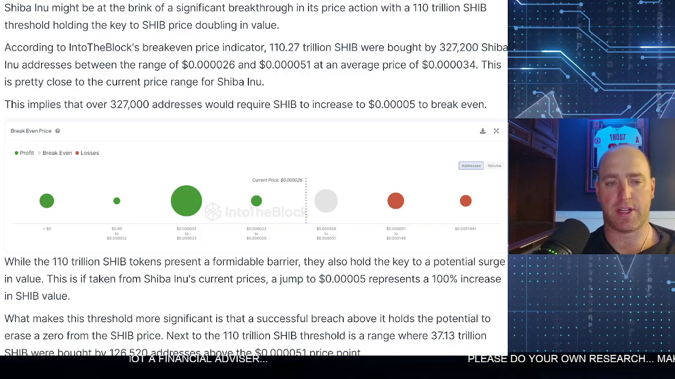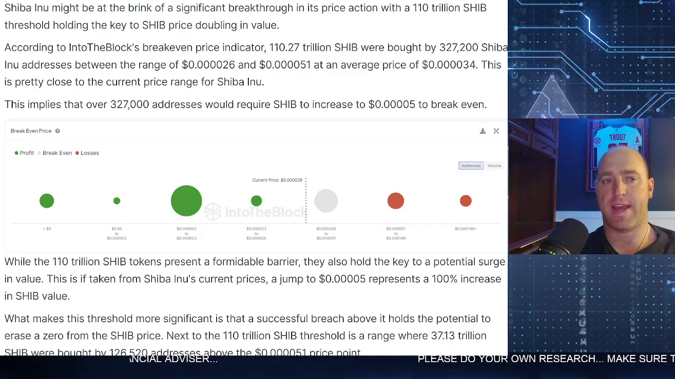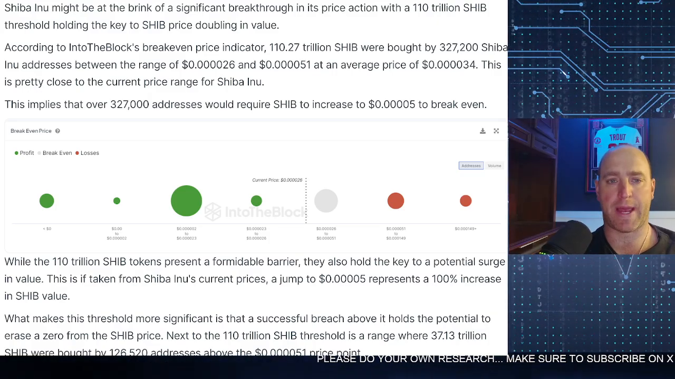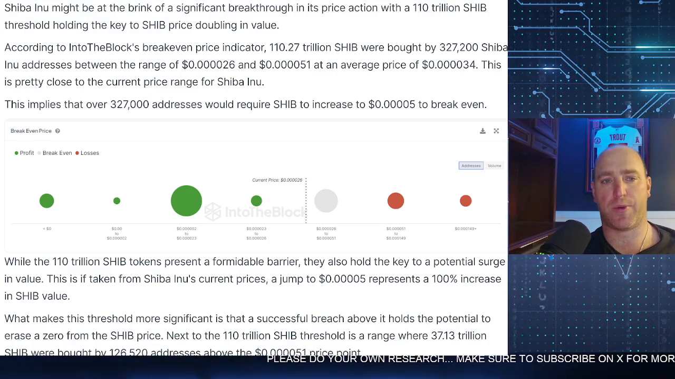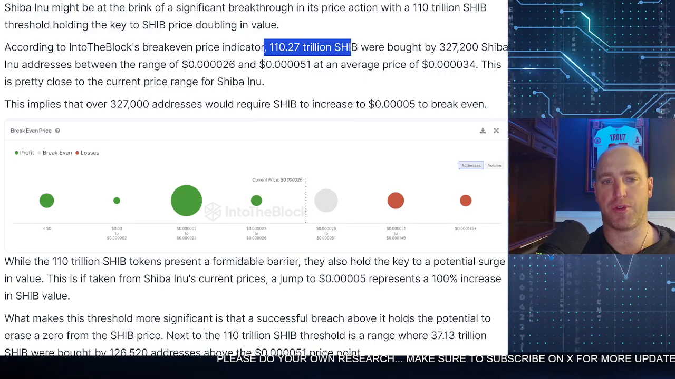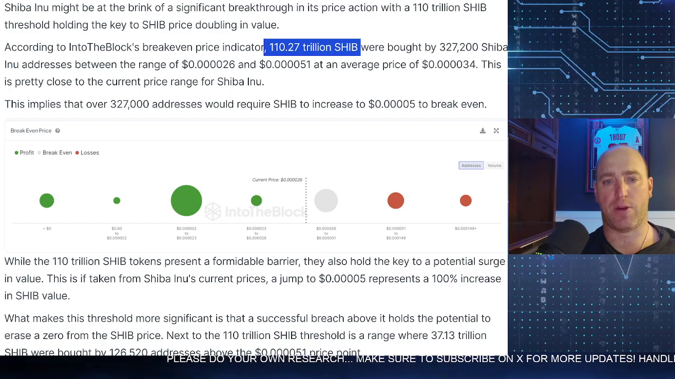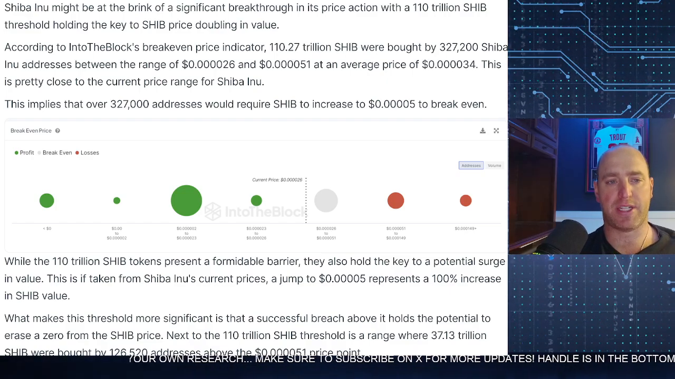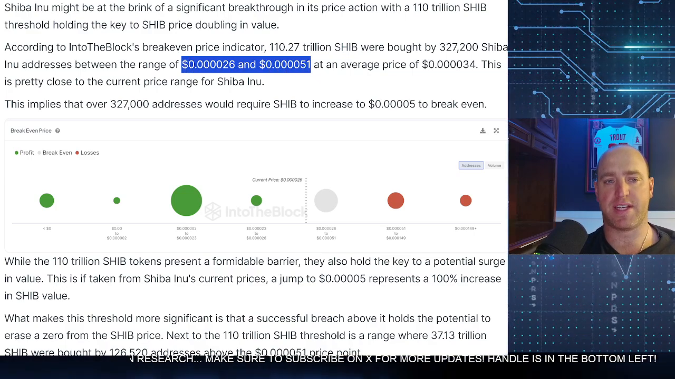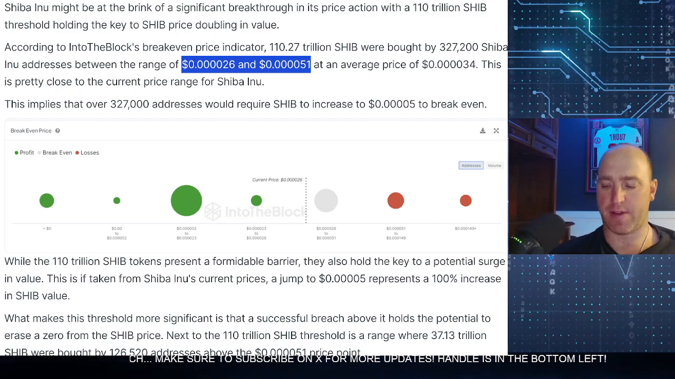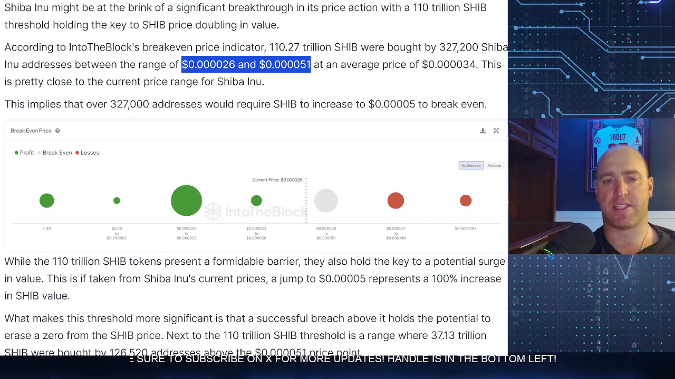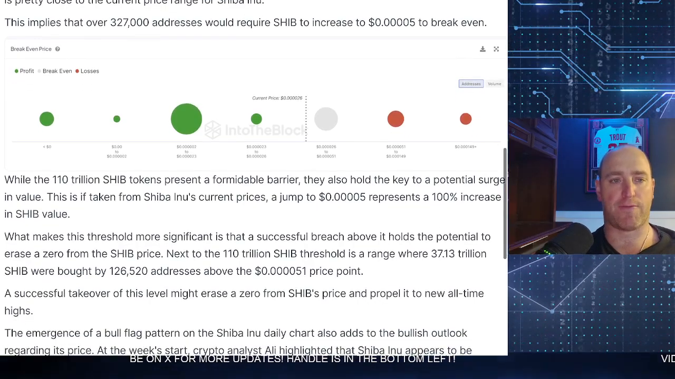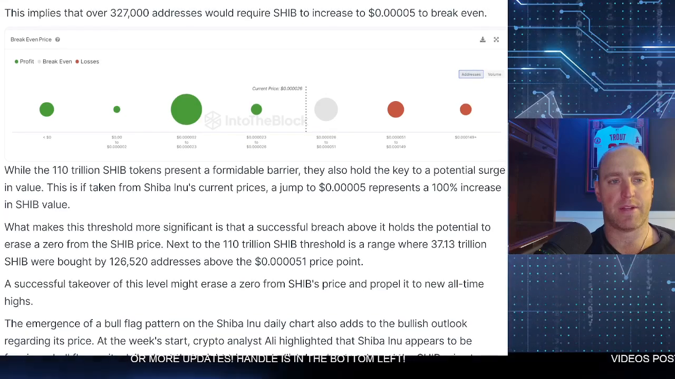Now, this is some very good stuff coming out from IntoTheBlock, a data metrics platform that I use for a lot of my crypto research. Within the price action, this is where we're looking at this 110.27 trillion Shiba Inu bought by over 327K addresses at this price range of 4026 and 405. What's important is that brings us to an average of 4034, which is around the current price that we're at for Shiba Inu.